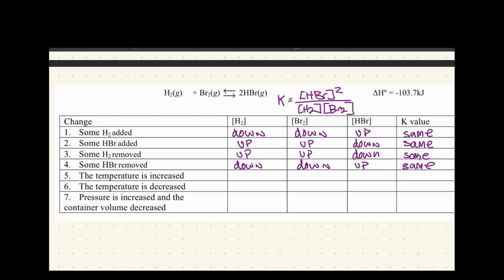The temperature is actually interesting. So K is not the same at different temperatures. That's the only time it really changes. And to see the temperature effect, I want to see if the reaction is endothermic or exothermic.